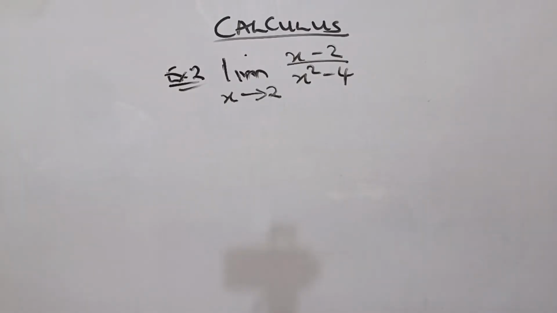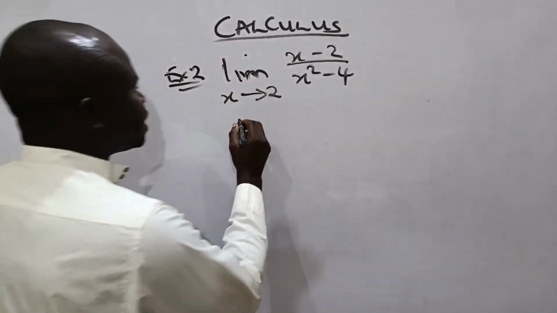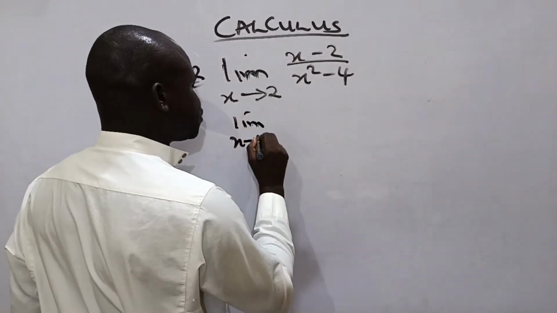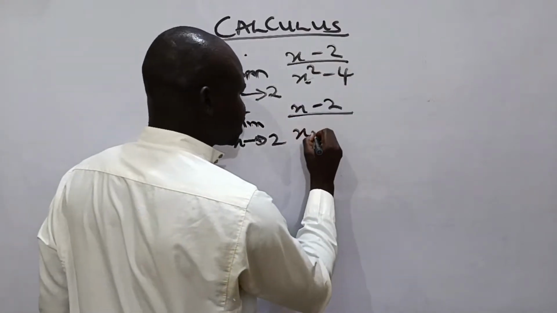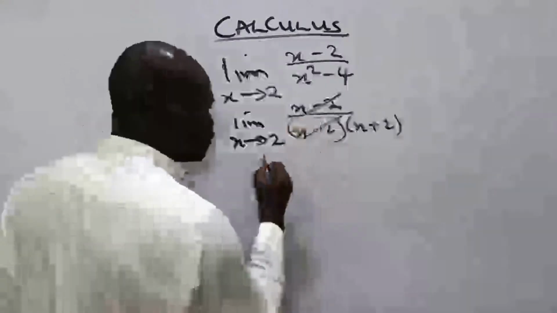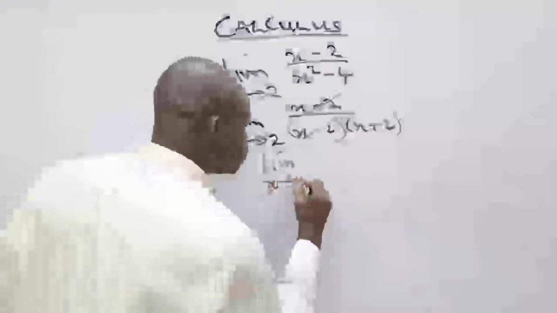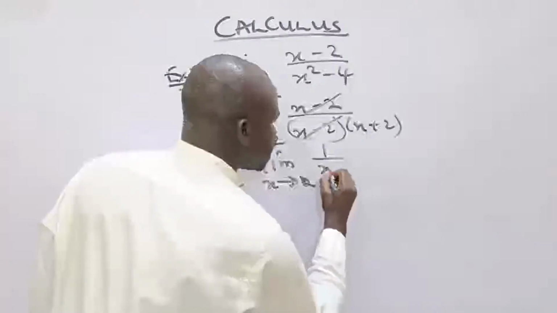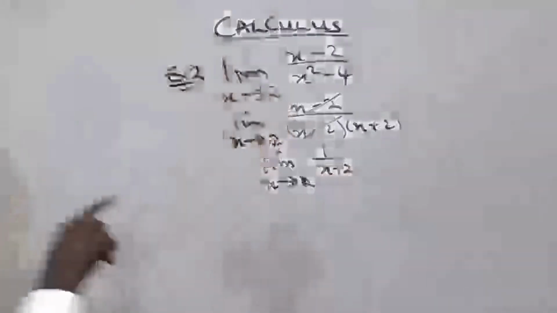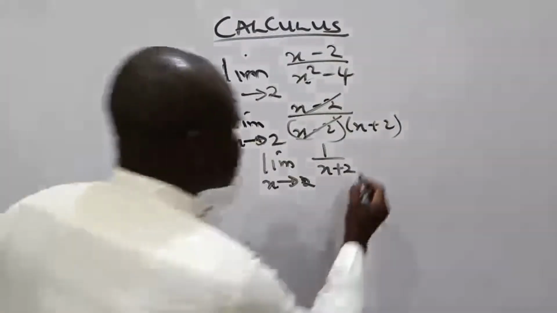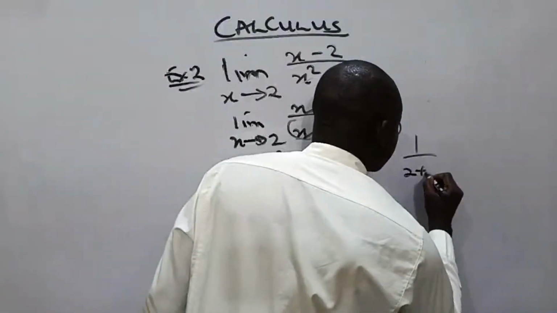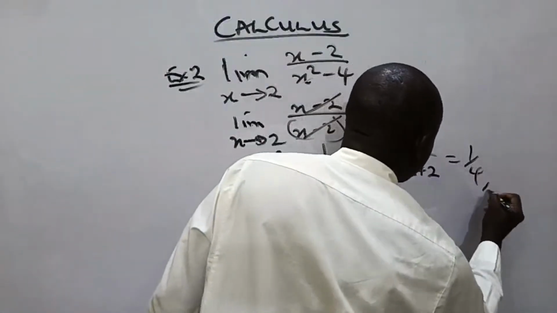We can say this is the same thing as limit as x tends to 2 of x minus 2 all over, in brackets, x minus 2 into x plus 2, which is the difference of 2 squares. Of course, once we cancel x minus 2 and substitute for x equal to 2, we are going to have 1 all over 2 plus 2, and that will be 1 all over 4. And that's what we are going to get.